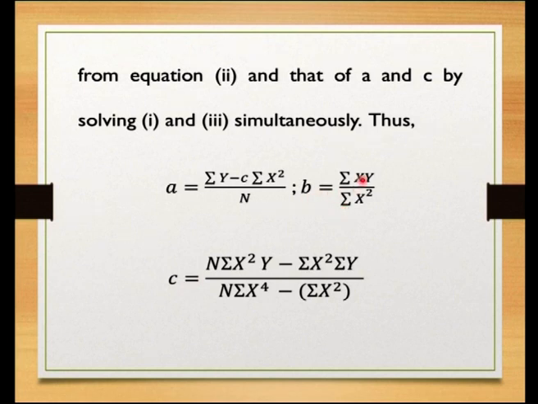So, b is equal to summation x y by summation x square, and c is n summation x square y minus summation x square into summation y, divided by n into summation x power 4 minus summation x square the whole square.